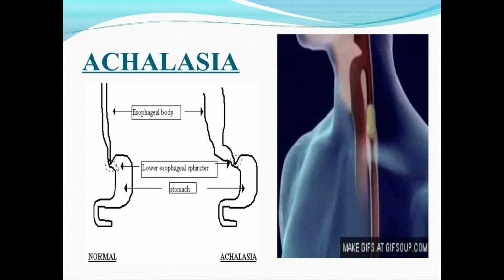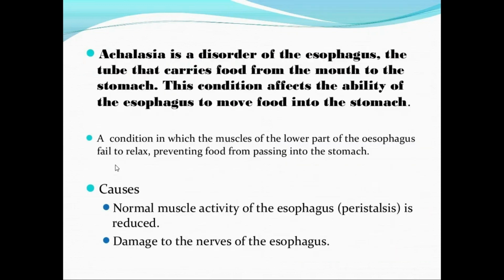What is the cause of achalasia? In most cases, it is caused by loss of the nerve cells that control the swallowing muscles in the esophagus. Doctors and healthcare providers don't yet know why these nerve cells are lost. And in rare cases, achalasia is caused by a tumor. It's a disorder of the esophagus, the tube that carries food from mouth to the stomach. This condition affects the ability of the esophagus to move food into the stomach.